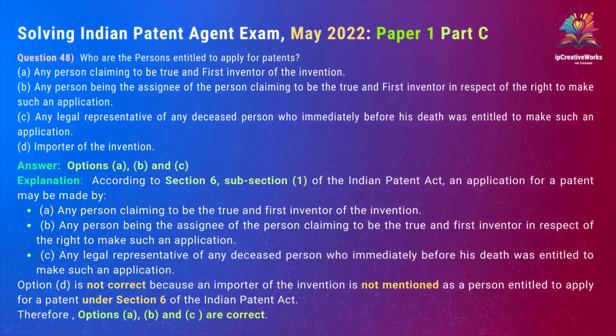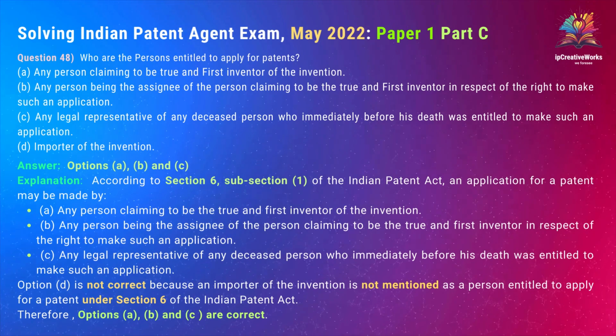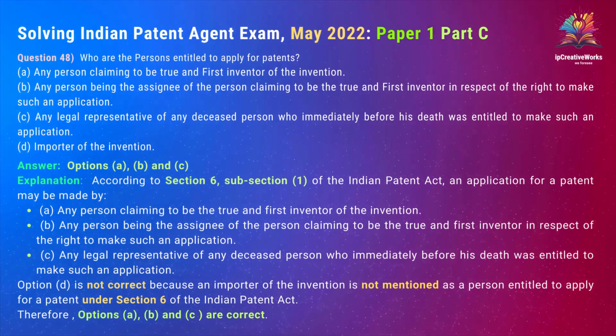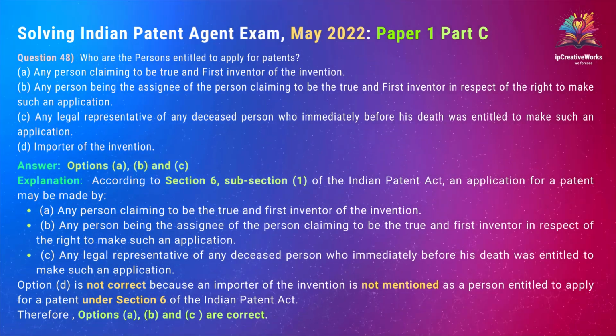Option D is not correct because an importer of the invention is not mentioned as a person entitled to apply for a patent under Section 6 of the Indian Patent Act. Therefore, options A, B, and C are correct.